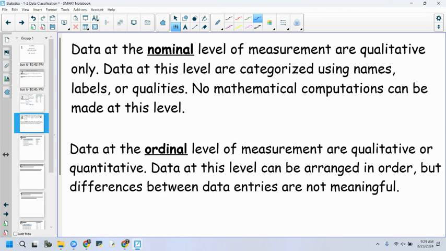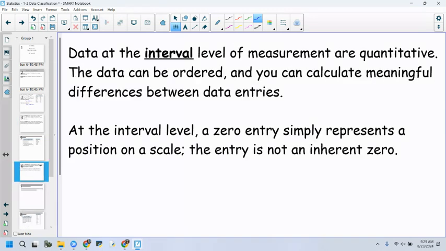Let me just go through and see the other ones too while we're at it. So those are the first two. The third one is the interval level. Keep cascading down now. The interval level is where quantitative gets dropped. Sorry, where it's quantitative only. Qualitative gets dropped here. At the interval level of measurement, these are quantitative, no more qualitative. The data can be ordered, and you can calculate meaningful differences between data entries. But the ratio from one to another doesn't mean anything.